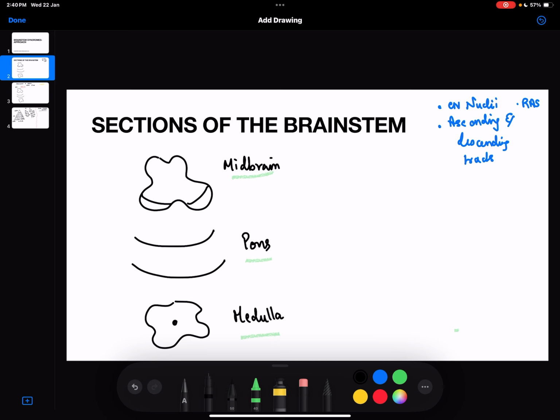What are the structures which are found at each level? We can find cranial nerve nuclei, we can find the ascending and descending tracts, which carry the motor and sensory sensations to and from the spinal cord, and we can also find the reticular activating system. How do we remember these multiple tracts and cranial nerve nuclei is what we will be looking at. So let us come to rule number 1.